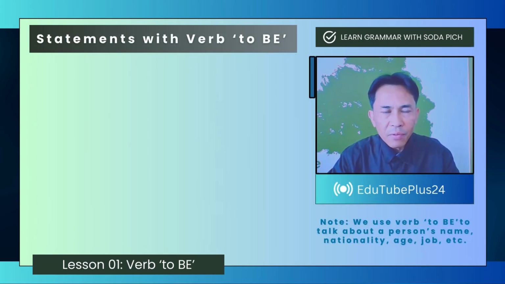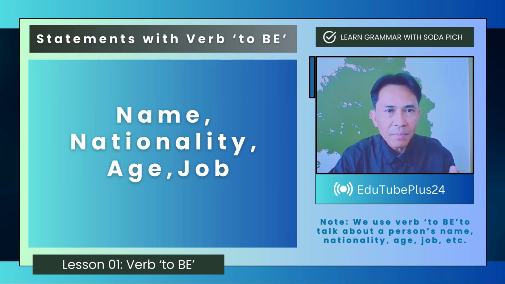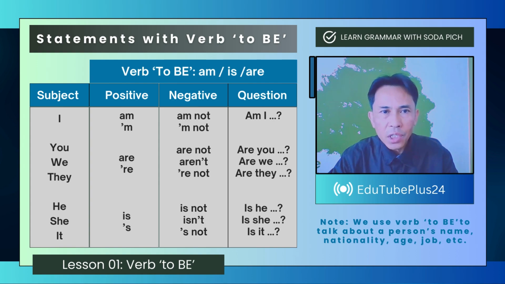Okay, so remember, we use the simple present of verb to be to talk about someone's name, someone's nationality, their age, job, and so on. Now, let's take a look at this chart right here. This chart shows us how we form the positive and negative statements with the verb to be.